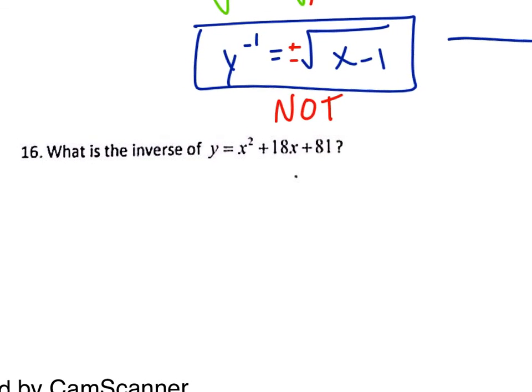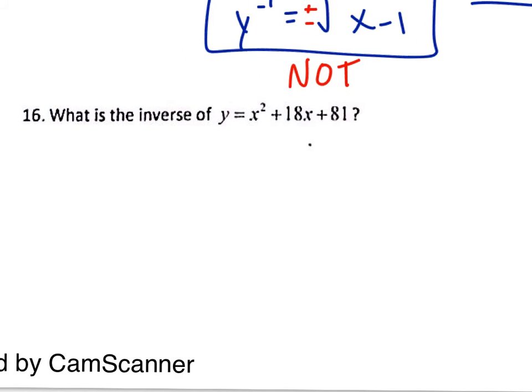If we go down here to the next inverse problem, we still solve it the exact same way. We're going to switch my x and my y first. So I have x equals y squared plus 18y, because we also had to switch with that x there, plus 81. And my two numbers that multiply to give me 81 and add to give me 18 need to be positive 9 and positive 9.